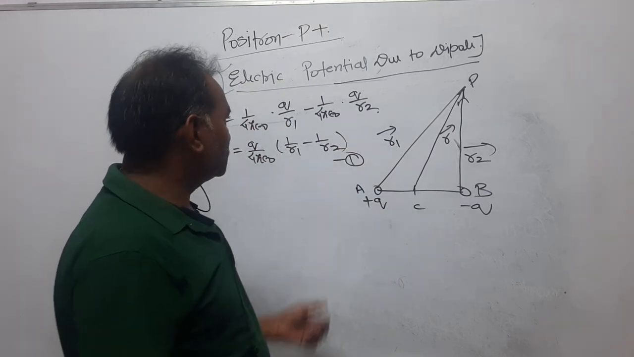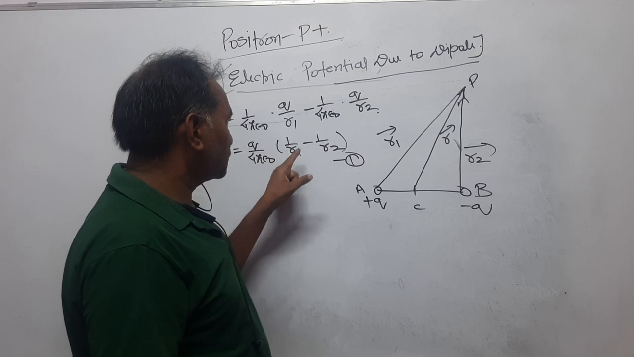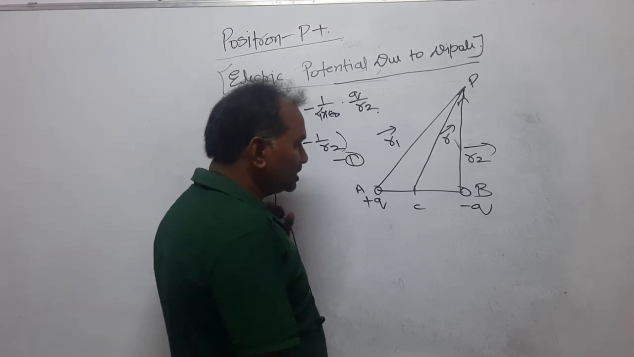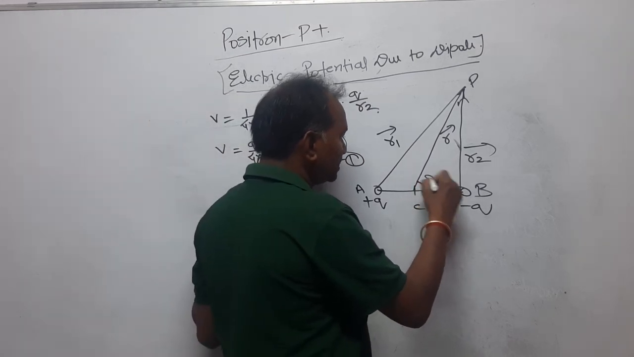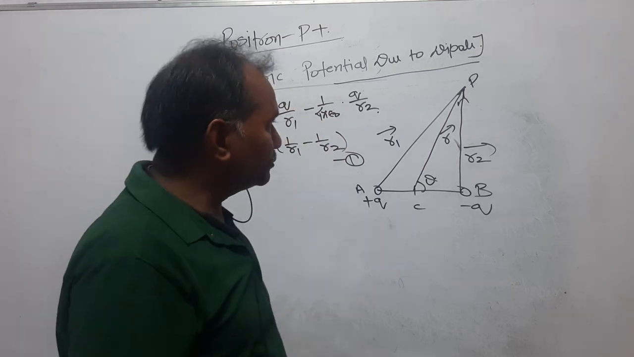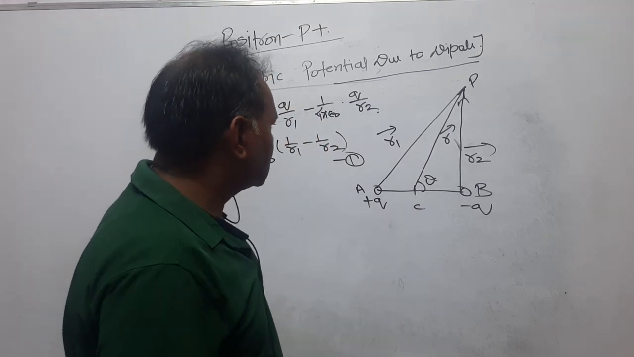Now, you have to solve for 1 upon r1 and 1 upon r2. Dear student, let this angle be theta. Suppose that this angle is theta, right?